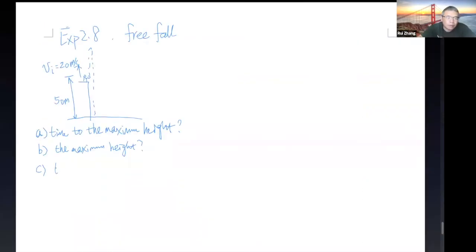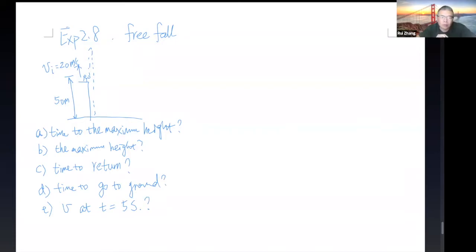Time to return. And D is the time to go to the ground. Time to go to ground. And then E is the velocity at t equal to 5 seconds, assuming you start at t equal to 0. So these are the 5 questions we want to answer for this problem.